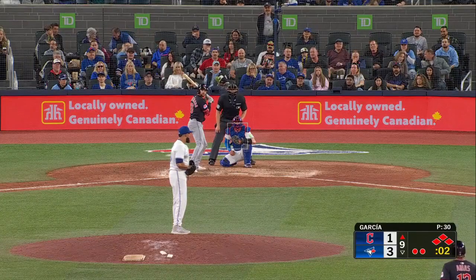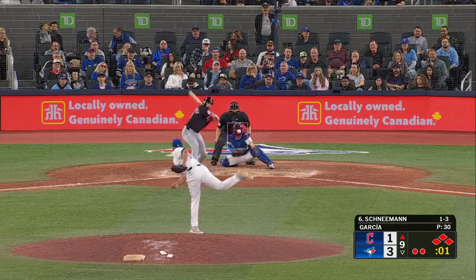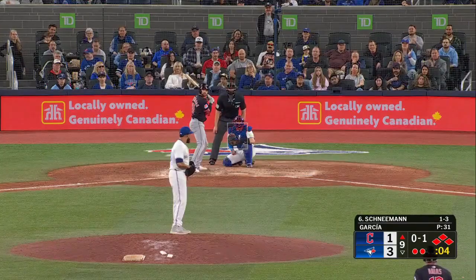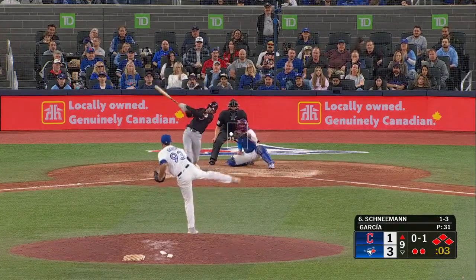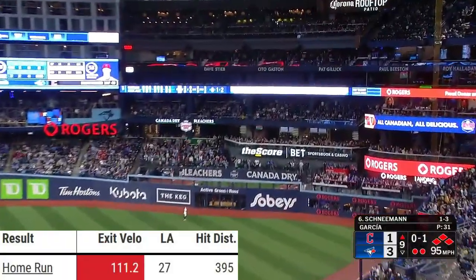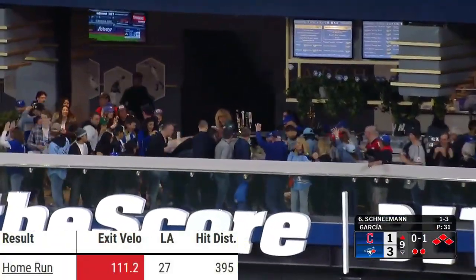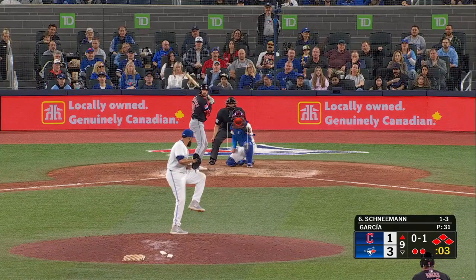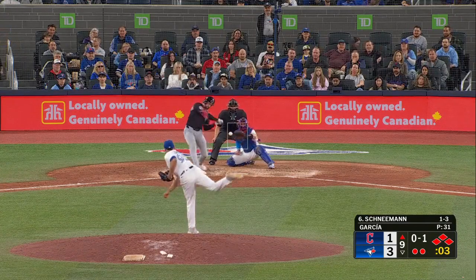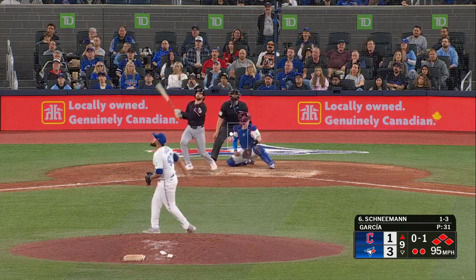Moving on to the 9th inning, Schneemann comes back up, this time against Yimi Garcia with the bases loaded. On the second pitch, he gets another inside fastball and hits this one 111.2 miles per hour, sending it 395 feet for a grand slam. Again, we can see where Heineman is set up, but just like Green, Garcia misses his spot and Schneemann capitalizes.